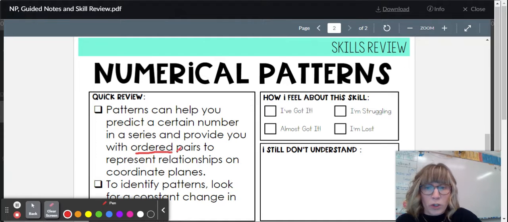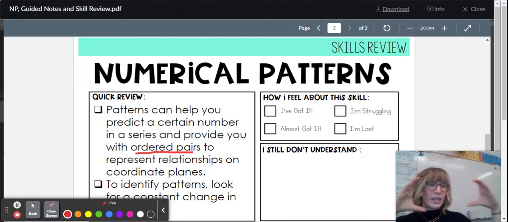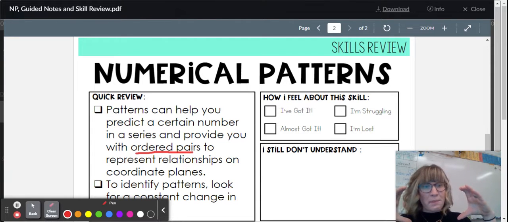They can also provide you with ordered pairs to represent relationships on coordinate planes, which means you'll be given a coordinate like an address, right? And then you'll be able to put it onto a coordinate plane.